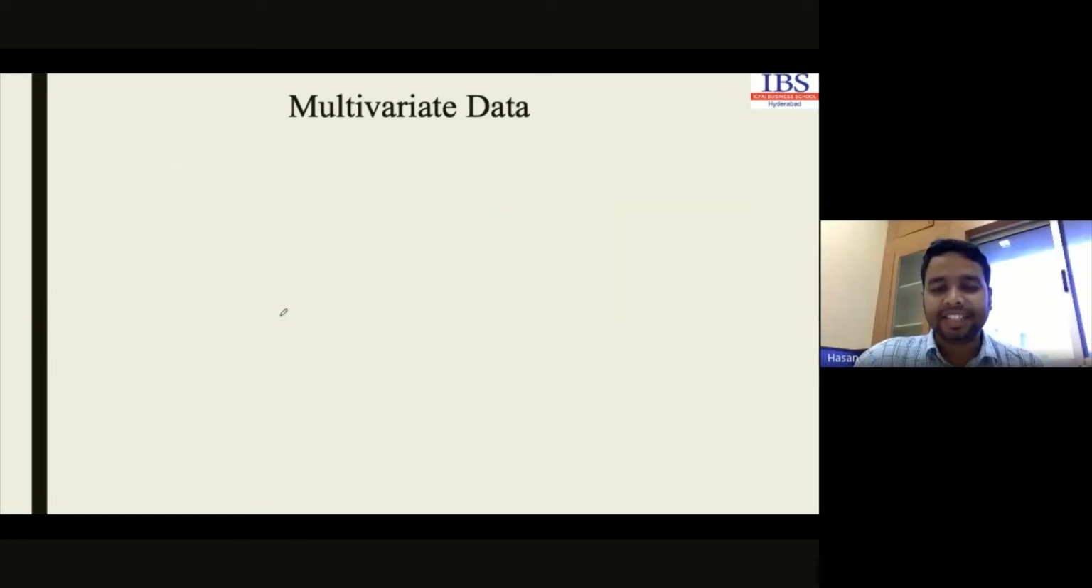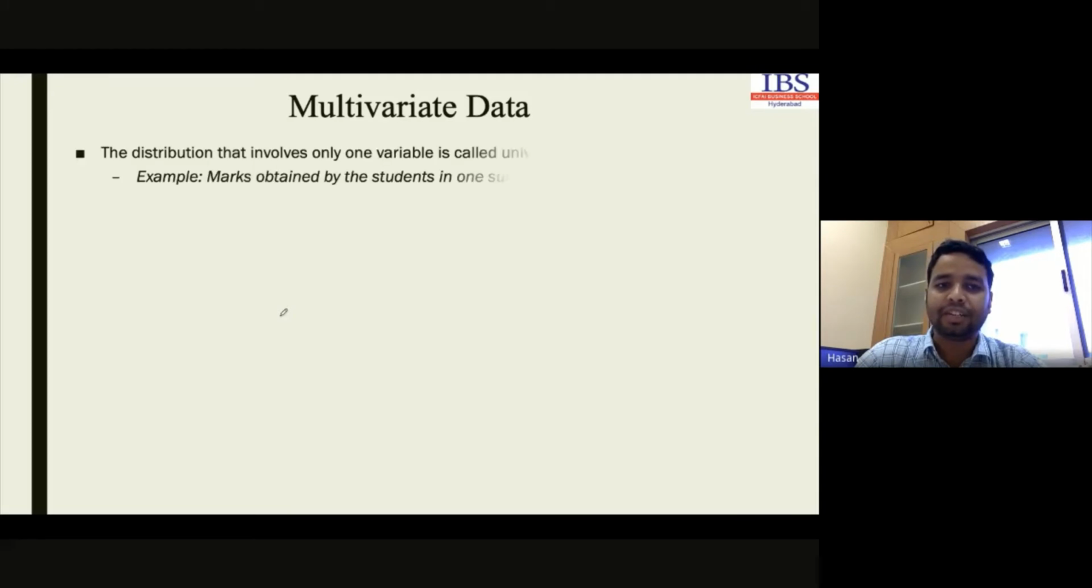Now, next one is multivariate data. Till now, we have been talking about only one variable, that means marks obtained by students in business statistics, or profit of a particular product, or income of an employee. When we are discussing one variable, it is known as univariate distribution or univariate data. We have only one variable.